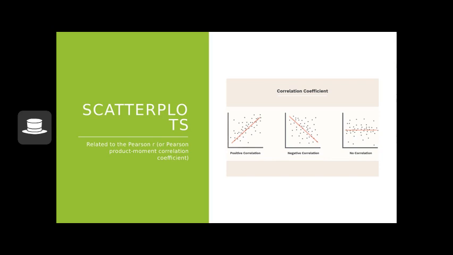So just to remind you, we have the positive correlation, R equals +1. We have the negative correlation, R equals -1. And then we have no correlation, R equals 0.